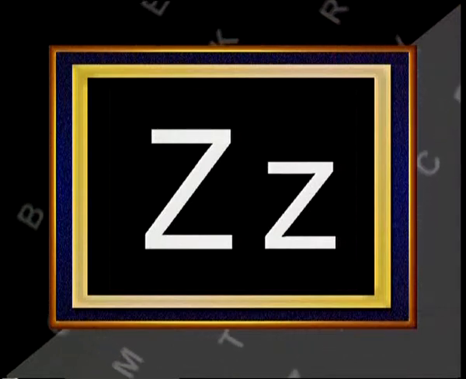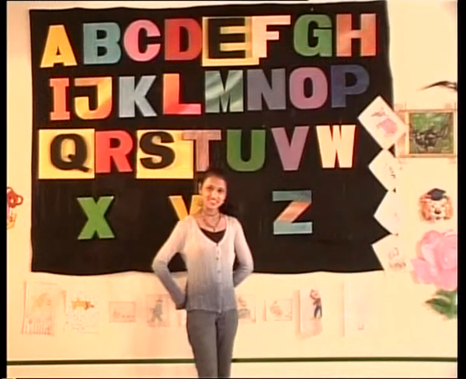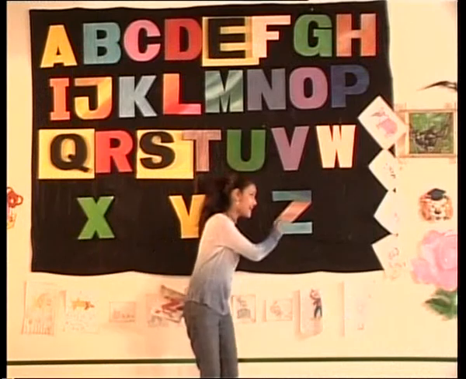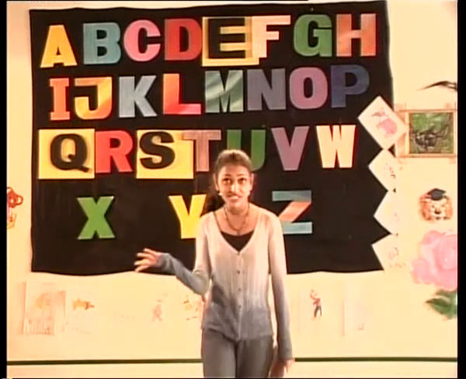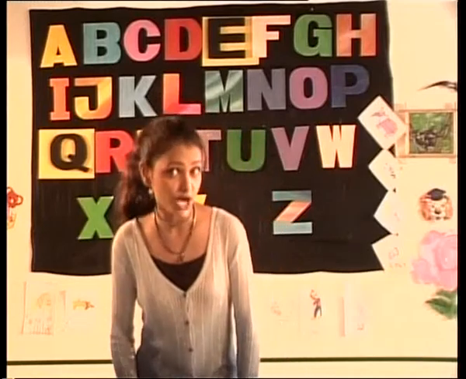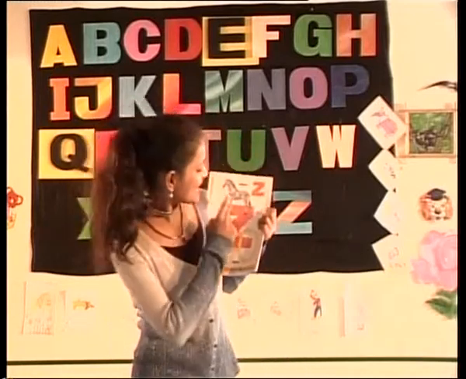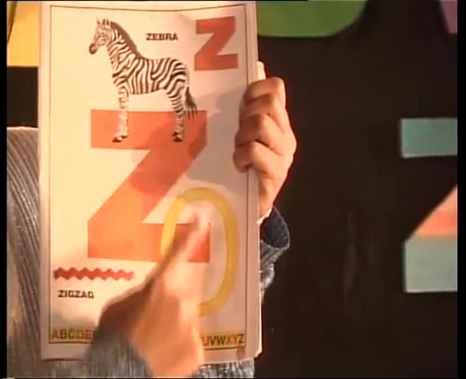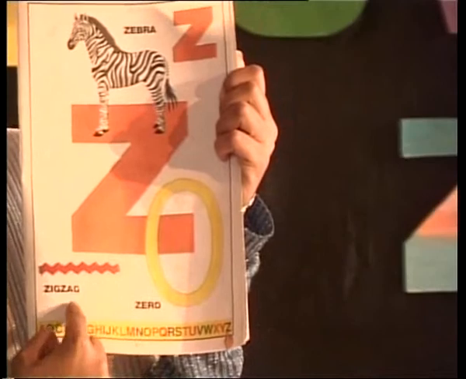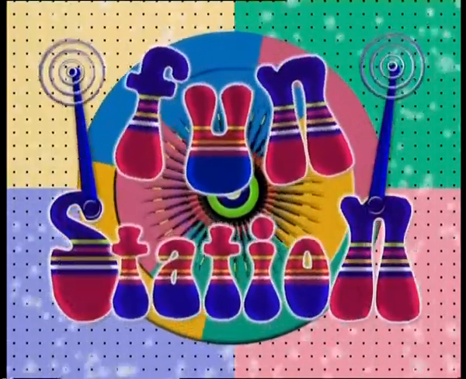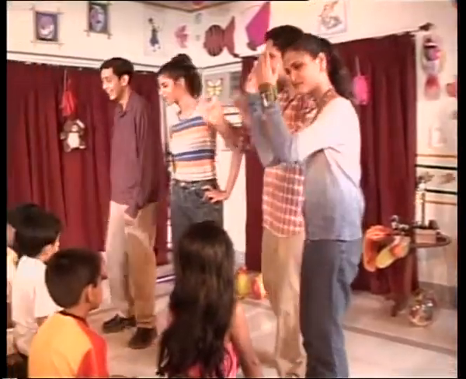Hey kids, so now we know how to write Z. Z is the last letter of the English alphabet. And now, let's see what Z stands for. And Z stands for a zebra. Z also stands for zero and a zigzag line. With Z, we complete our 26th letter.